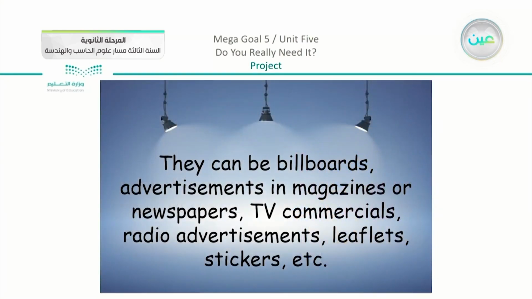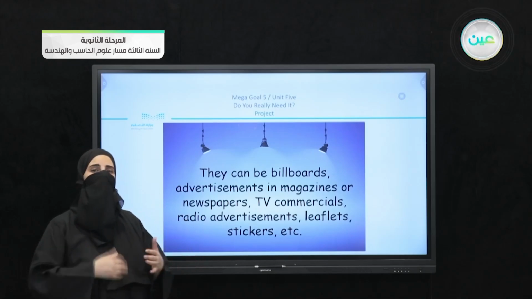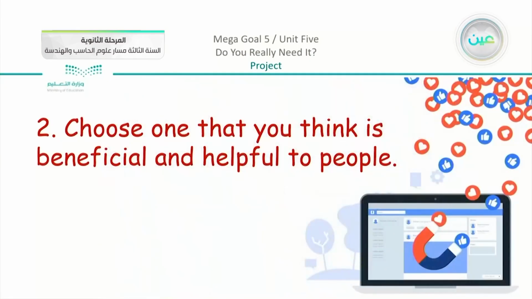They can be billboards, advertisements in magazines or newspapers, TV commercials, radio advertisements, leaflets, stickers, and so on. So here, you have the complete freedom. You can think about different types of advertisements. They are not specific types. You can see them in different places. And once you have in mind a type of advertisement, you're going to just change it to something else. So we have agreed that we're going to choose a product or an advertisement, and you may have seen this advertisement anywhere.